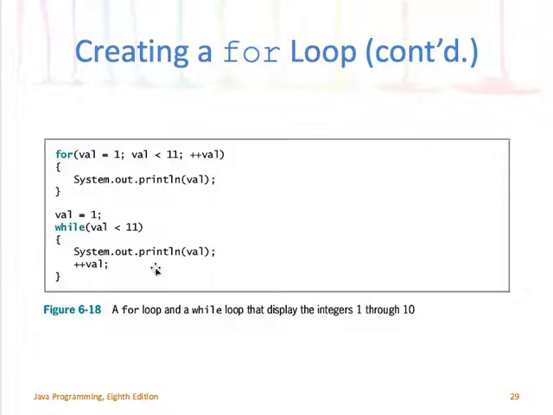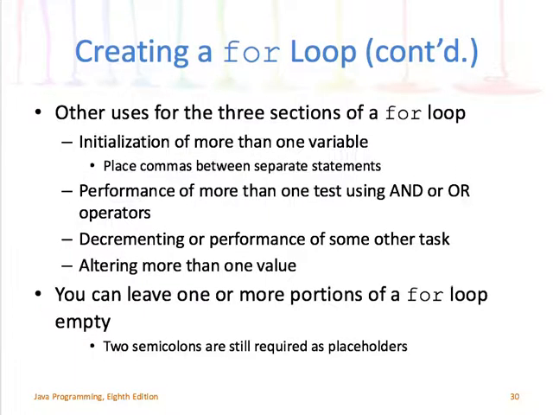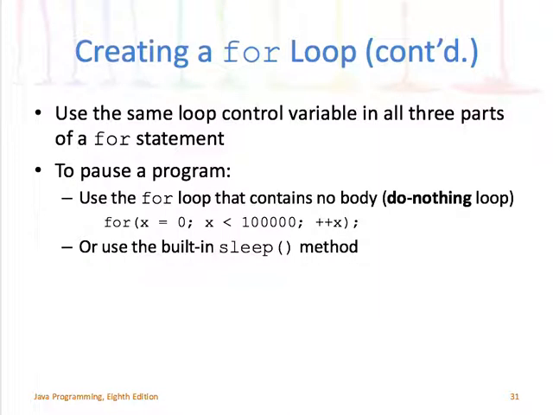Let's say that we wanted to say while val is greater than 1. What do you think would happen? If your value is 1 and you say while val is greater than 1, it'll never stop. And we'll do that in class. Other uses for the three sections of a for loop: initialization of more than one variable, performance of more than one test using and or operators, decreasing, the performance of some task, altering one value. Creating a for loop continued.